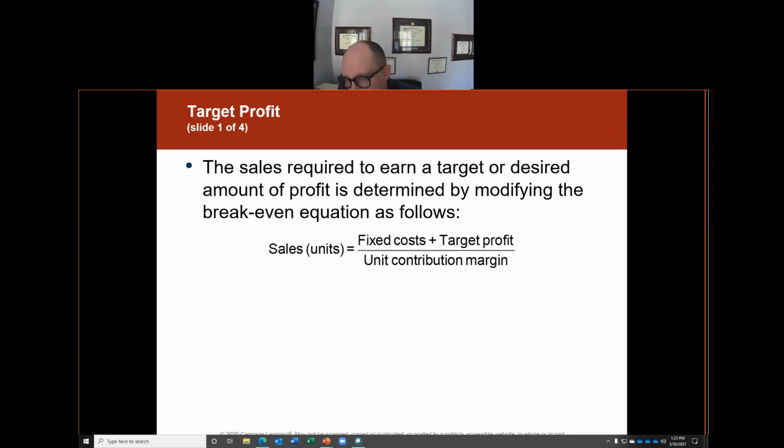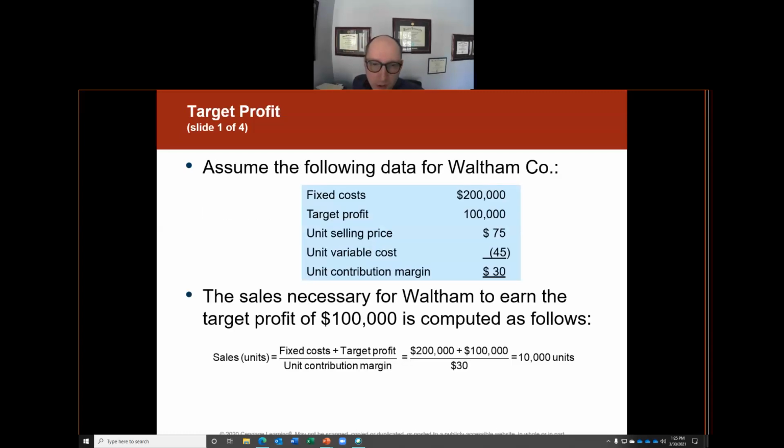Well, you take your fixed cost plus your target profit of $100,000 divided by your unit contribution margin. So here's how it works. Fixed costs are $200,000. Target profit, $100,000. My sales price is $75. My variable cost is 45. That makes my unit contribution margin 30. Sales price minus variable cost equals contribution margin.